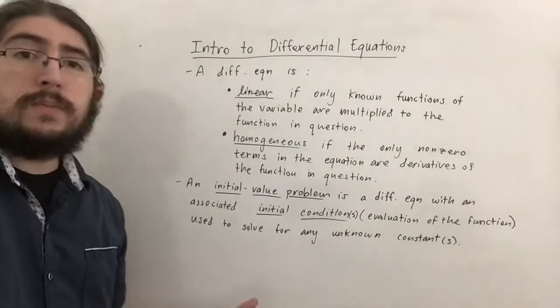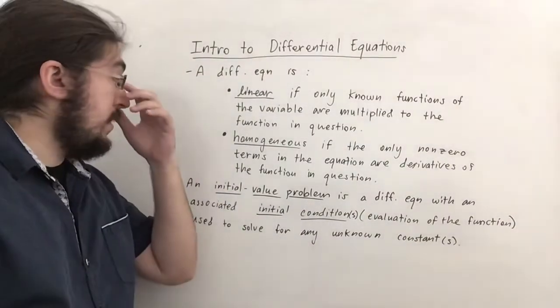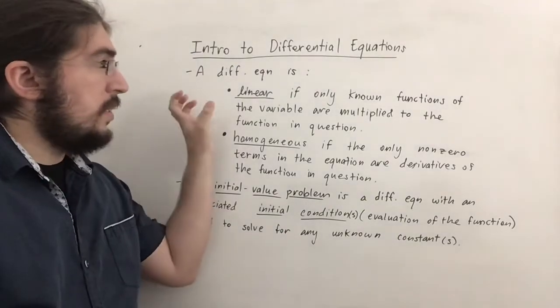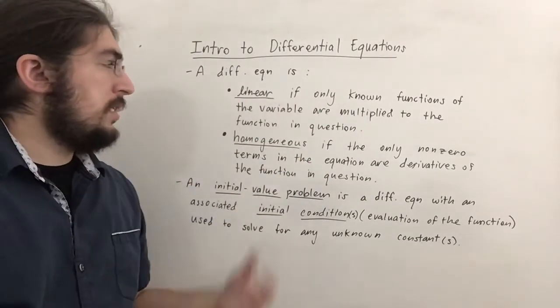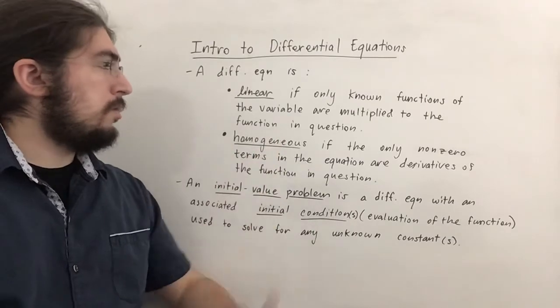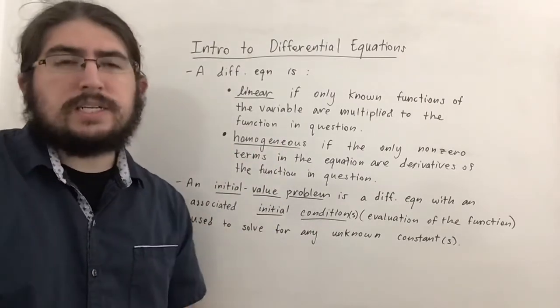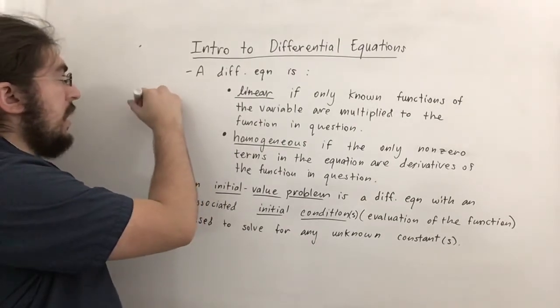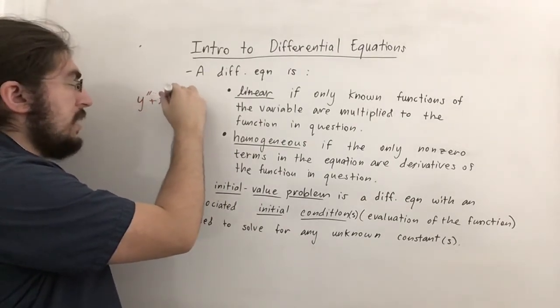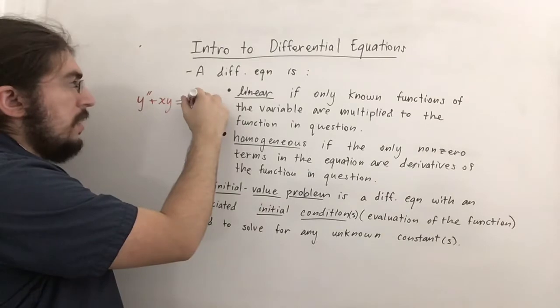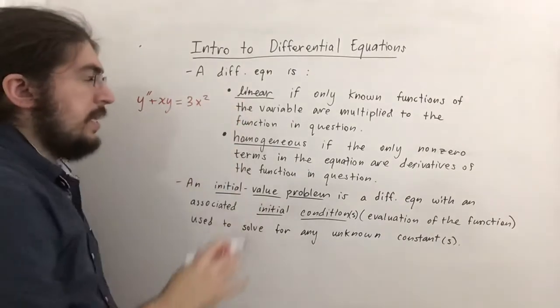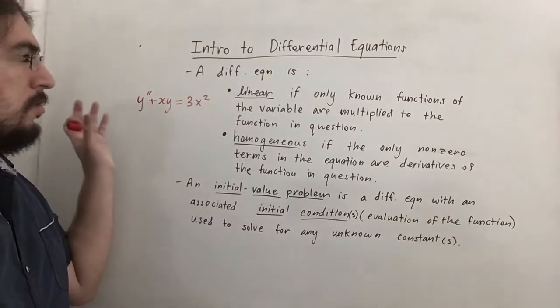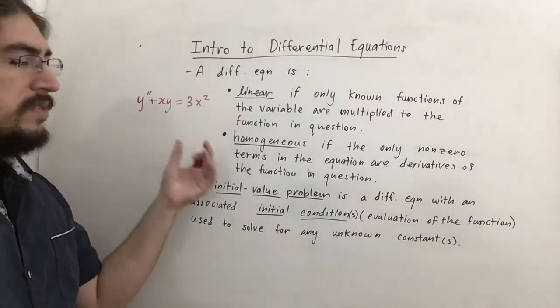Alright, so here's some terminology that is often used with differential equations. We say a differential equation is linear if only known functions of the variable are multiplied to the function in question. So what do I mean by this? What I mean by this is you could have something like, let's say, y double prime plus xy equals 3x squared, something like that.